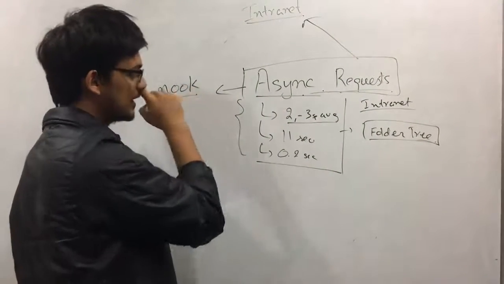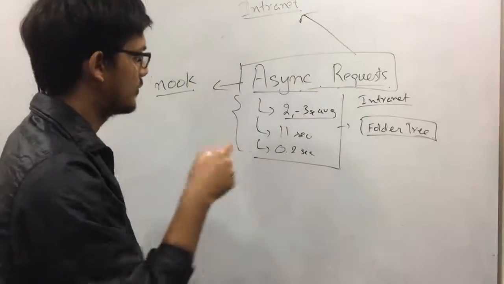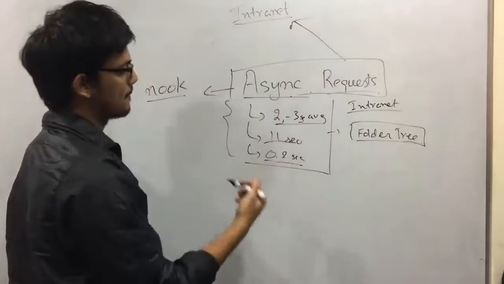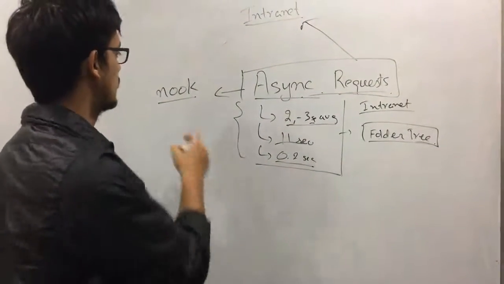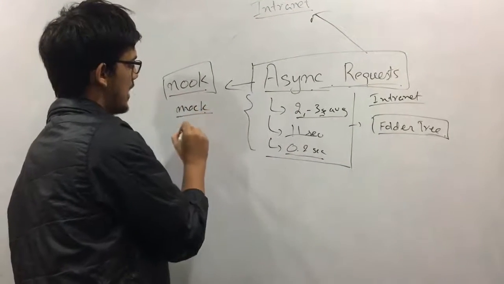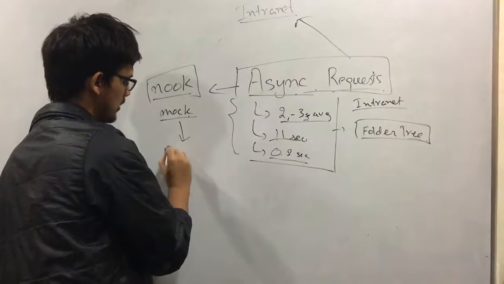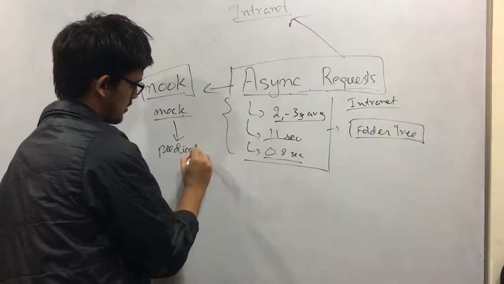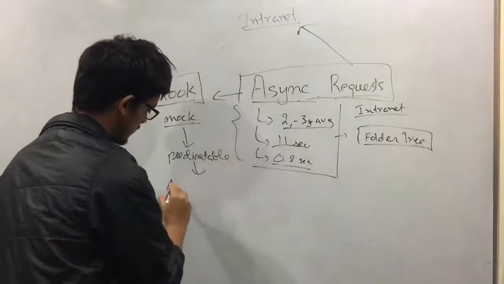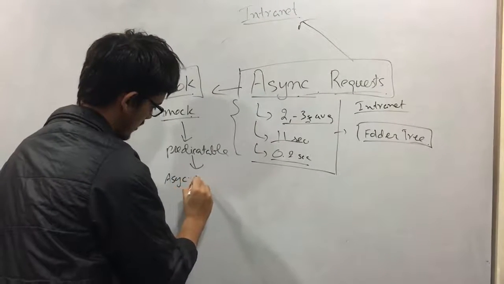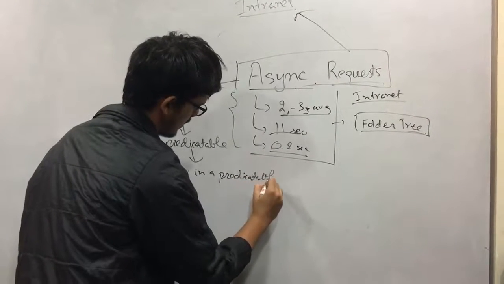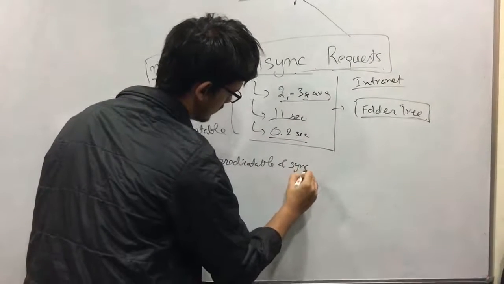Now what Nock does is, it mocks the asynchronous request. I don't want to wait 2 to 3 seconds or 11 seconds after every test run. So what Nock will do is, it will mock the asynchronous request and make the asynchronous request predictable. And hence we can test the asynchronous request in a predictable and synchronous fashion.